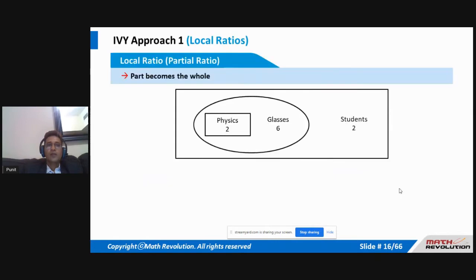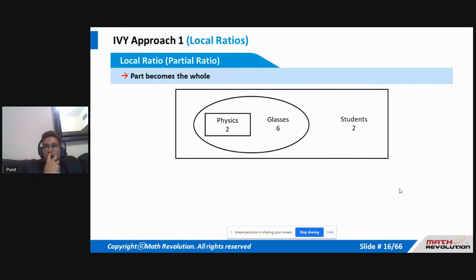Now, the upcoming slide would start the IB approach application. So we'll start with the local ratios, or more prominently, the partial ratios, where your part becomes the whole. So if I've got 10 things, if I pick five out of it, and then out of those five, if I pick two, then 10 is out of the picture and five becomes my whole. So, this is what we have been talking about.